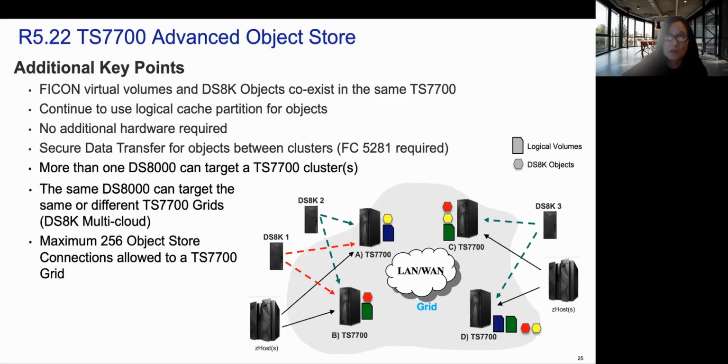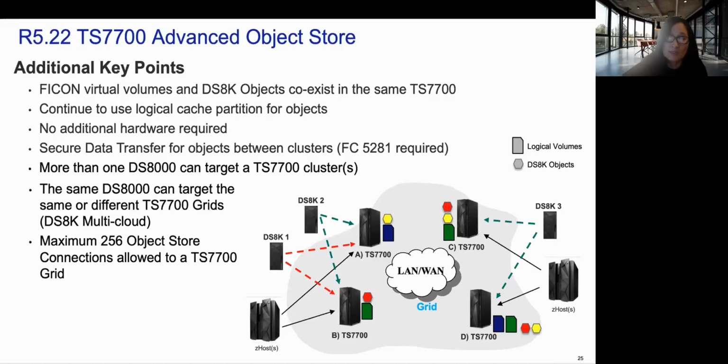Secure data transfer for objects is another thing that we'll begin to support. And if you remember on the 7700, we introduced feature code 5281 back in 5.0 for tape logical volumes. This was to provide encryption of those logical volumes when traveling between two clusters in the grid for replication or for copy purposes. We are going to be leveraging that same feature code when we do a replication of these objects. So if you already have feature code 5281 on your system and are using it for logical volumes, it will just work for objects as well.